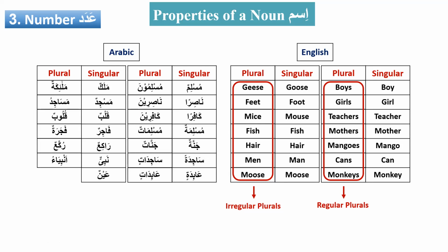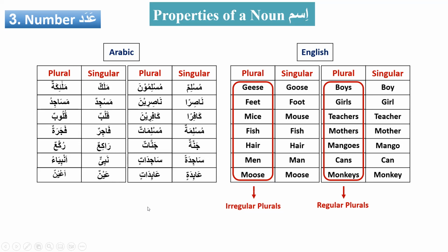Ain means one eye. More than two eyes is? A'yun. Thank you, Ibrahim. So, do you see any pattern here? Una, ina, or atun, or atin pattern, or any other sort of pattern? They're all different. Malakun is Malaikatun. Masjidun is Masajidun. Qalbun is Qulubun. So they're all different. While over here, on the right-hand side, they followed a pattern.